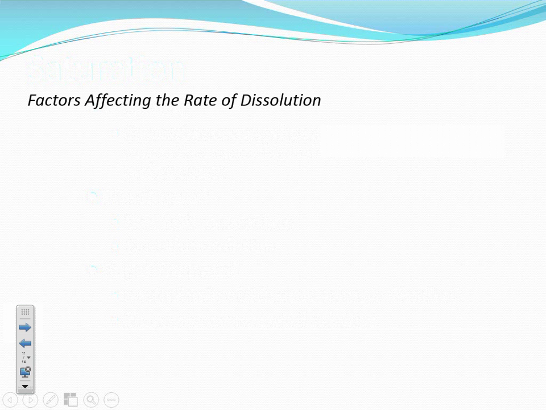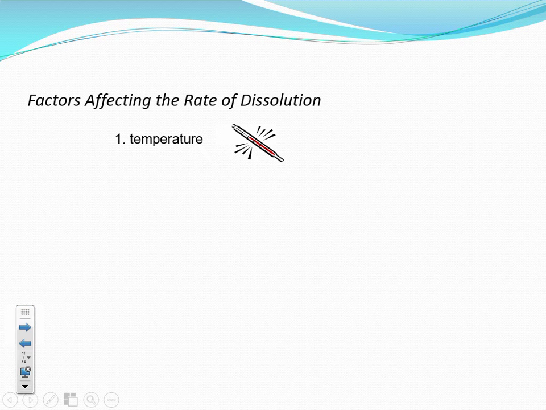So a couple of factors that affect the rate of dissolution. You are going to have to know these, so make certain that you memorize them. So temperature is the first one. As the temperature goes up, the rate at which things dissolve goes up. This makes sense. Just think back on things that you're familiar with. You put things in the microwave to help things dissolve. You get them warmer and they dissolve faster.